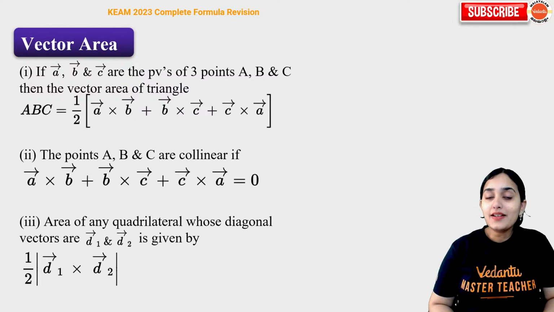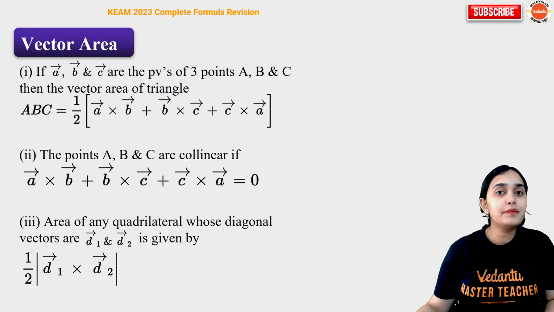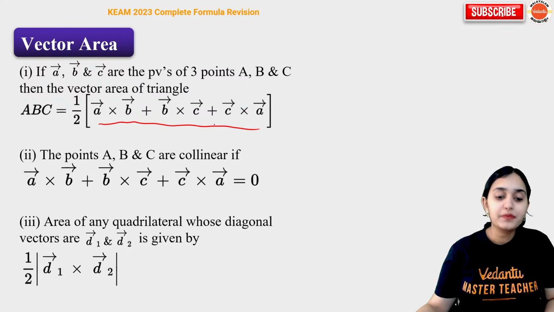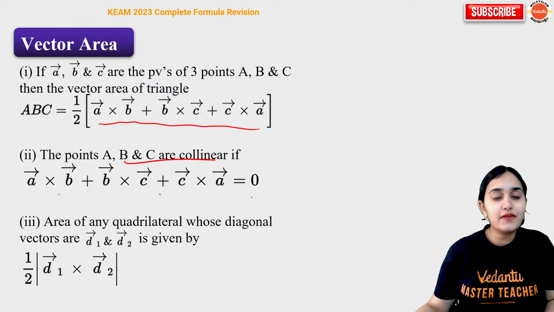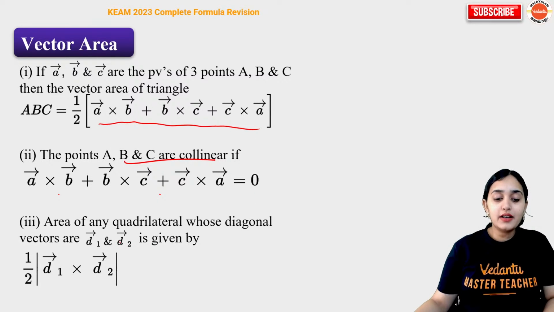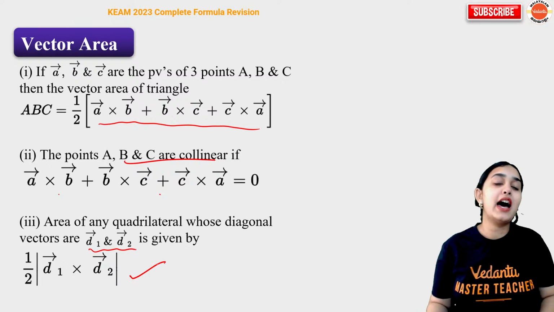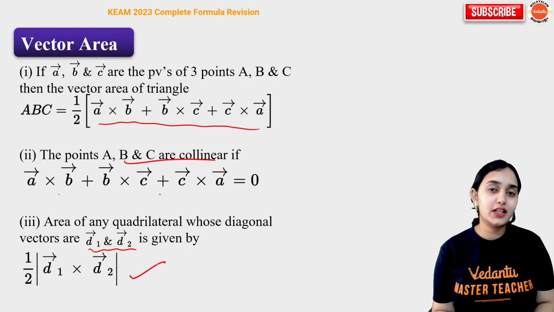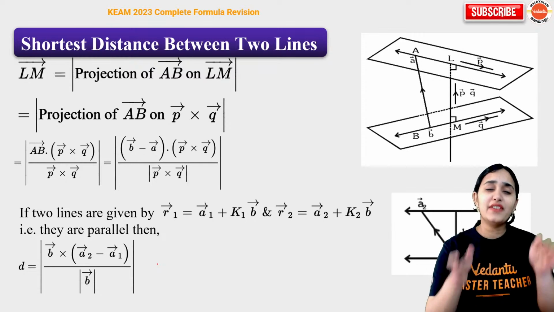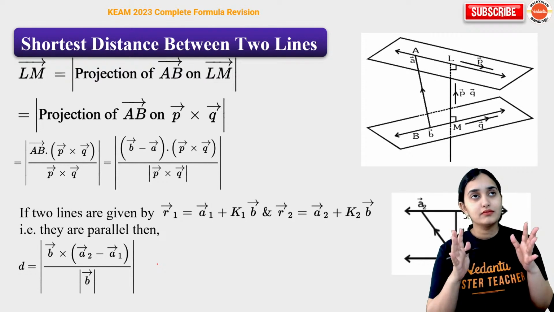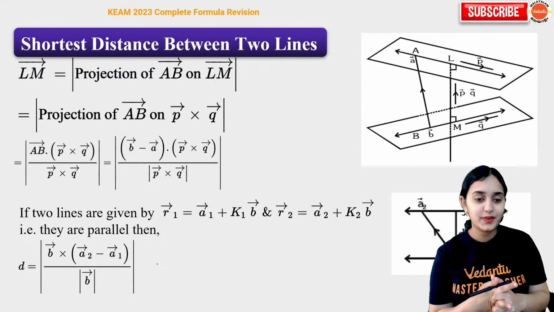Next, vectors are also used to find some areas, like if it is the area of a triangle, it will be half of the magnitude of A cross B plus B cross C plus C cross A. If they are collinear, then A cross B plus B cross C plus C cross A will be 0. And if it is a quadrilateral whose diagonals are D1, D2, then it will be half of mod value of D1 cross D2. Okay. Why are we finding the mod value? Because we don't need direction. We only need magnitude, the value, right?